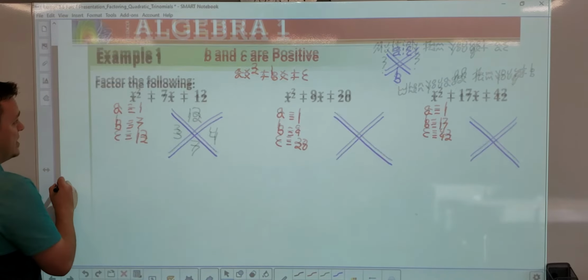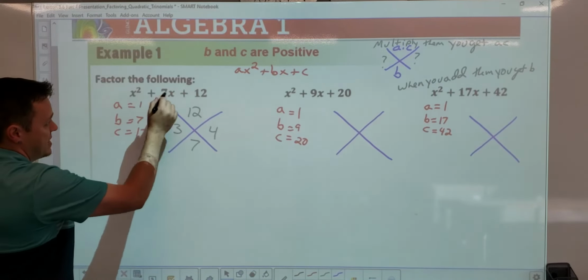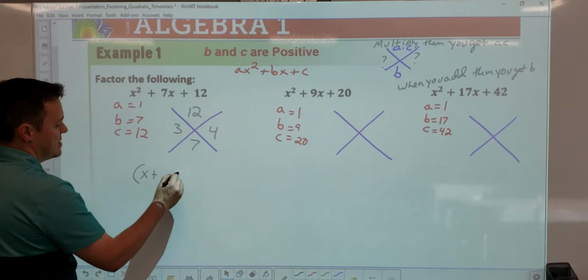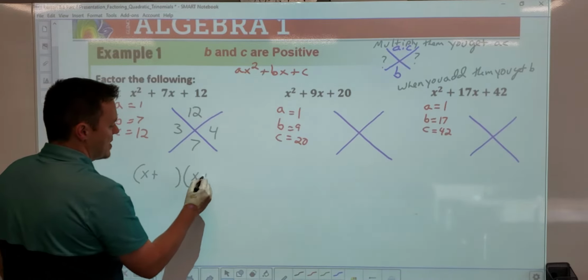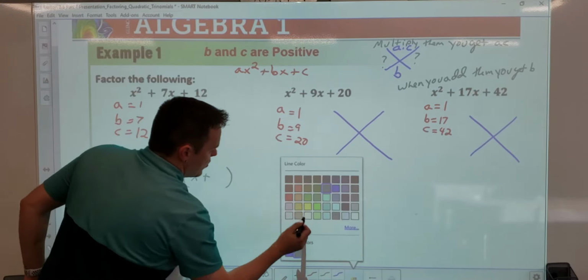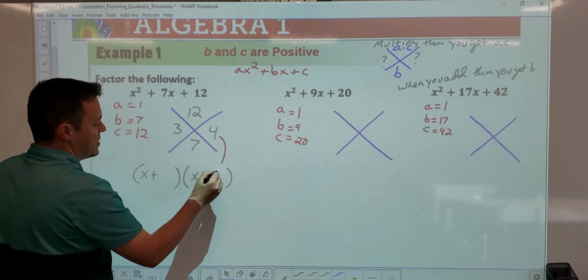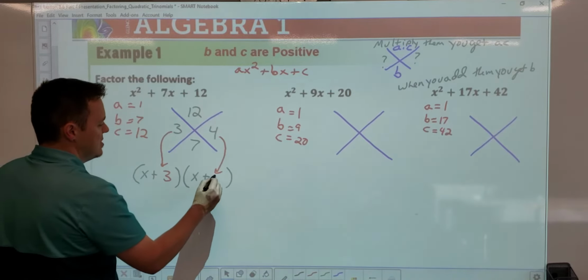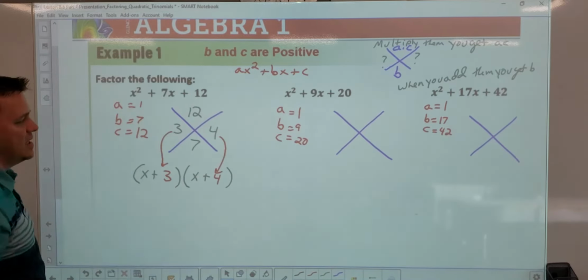And then what you do is, these are all positive numbers because it's all plus signs. So you go x plus, then you go x plus again. This value gets plugged down in here, this one gets plugged down in here. So my answer is x plus 3 and x plus 4.